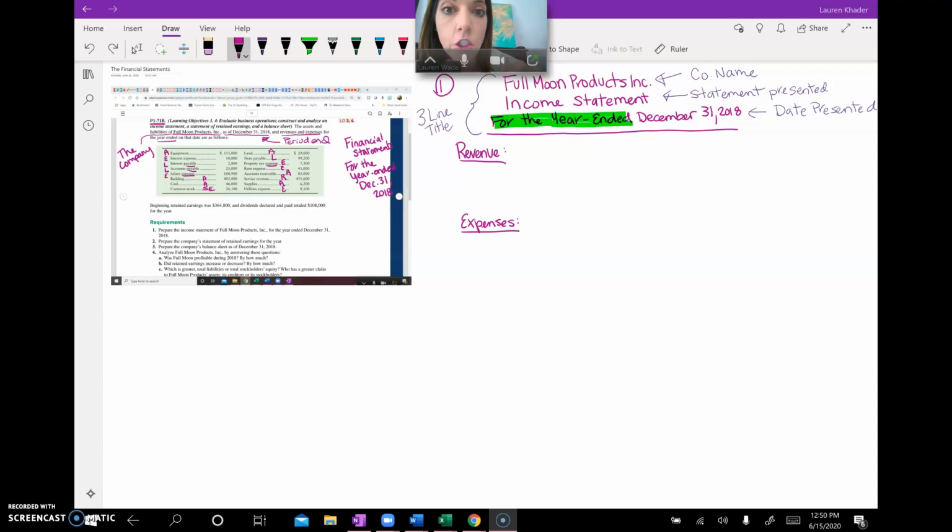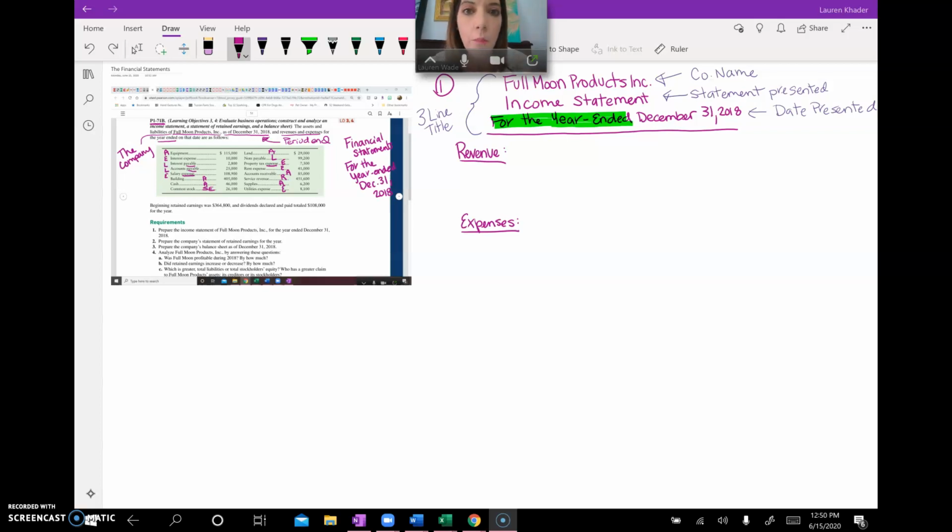The income statement is showing revenues and expenses. And revenues are amounts that are earned from the sale of goods and services, typically. So during a period of time, the company has earned this revenue. And we're going to be comparing that revenue that was earned during that period of time to expenses that have been incurred during that period of time.